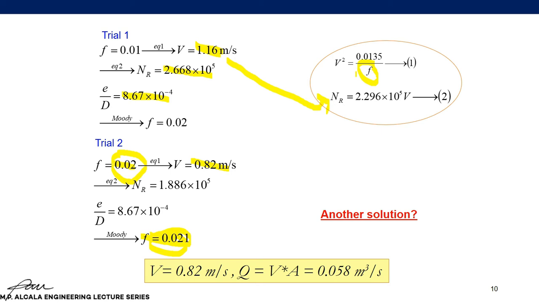So finally, solving further, use that to substitute here. So we will have a velocity of 0.82, and inputting 0.82 to equation 2 will give you a Reynolds number of approximately this one again, so closer. Then inputting this to the equation for discharge, velocity times area, will give you a discharge of 0.058. So that is our answer for the discharge.